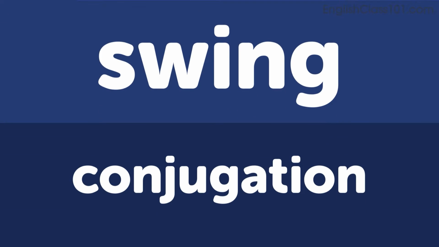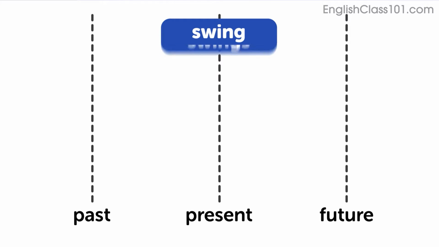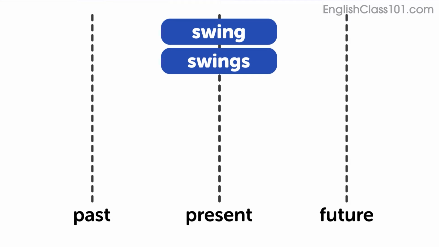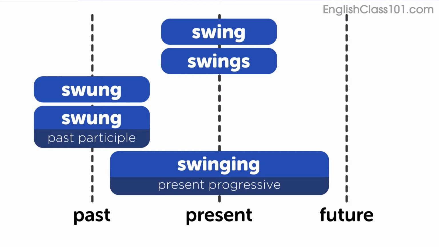Now let's look at the conjugations for this verb. Present, swing, swings. Past, swung. Past participle, swung. Progressive, swinging.